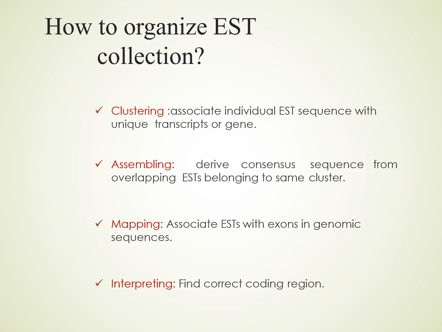Then assembly: we can derive the consensus sequences from overlapping ESTs belonging to the same cluster, which we can do with the help of multiple sequence alignment. Then we can do mapping, that is, we can associate the ESTs with the exons in the genomic sequence. For that purpose, sequence alignment of EST and genomic sequences has to be performed so that you come to know where this EST sequence is matching on the genome, and we can do the mapping.